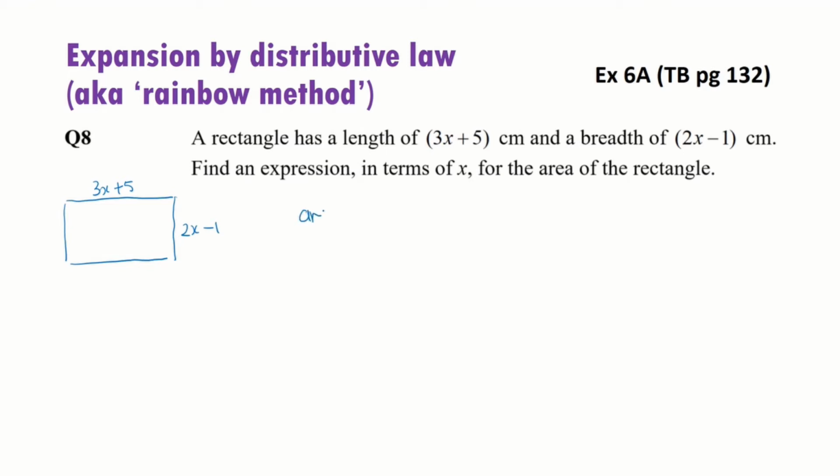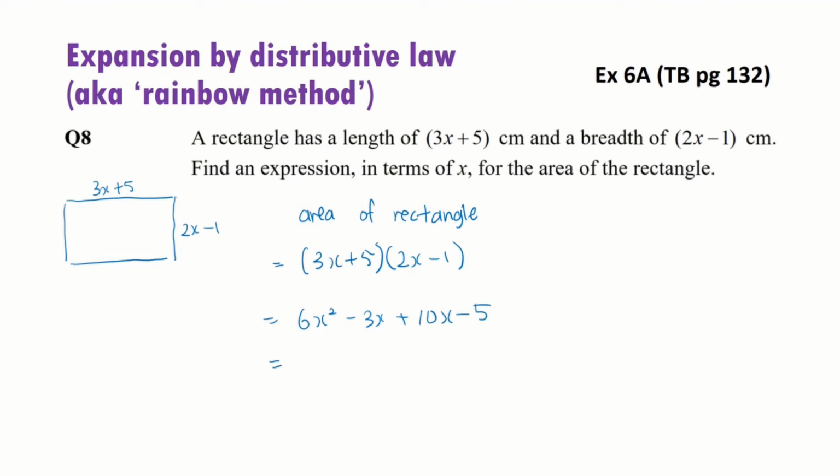Okay, surprisingly, some of you forgot what is considered the area. So area will be length times breadth. So area of rectangle is actually equals to the length, which is 3x plus 5, and the breadth is 2x minus 1. Okay, so when we get this, we can expand it, all right, using our rainbow method, and then we will get 6x squared minus 3x plus 10x minus 5.